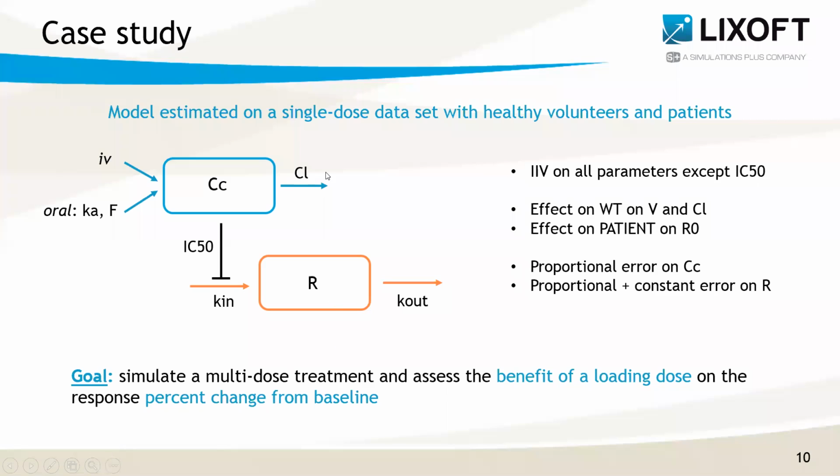The parameters of this model have been estimated on a single dose dataset with both healthy individuals and patients. We have inter-individual variability on all parameters except IC50. And it has also been found that the weight had an impact on the volume and on the clearance, and that R0, so the baseline for the response, was different between healthy volunteers and two different types of patients. So that's a model that has been estimated previously.